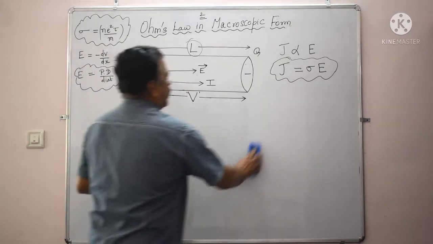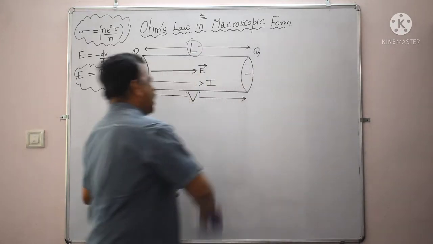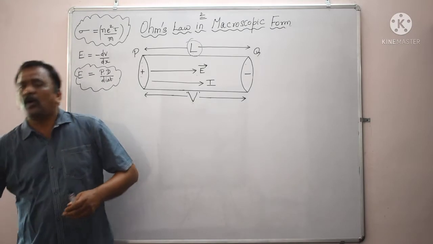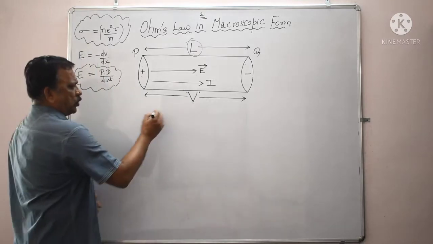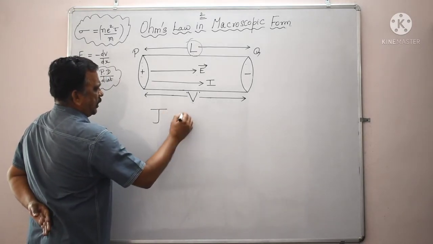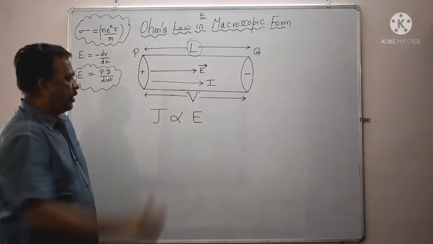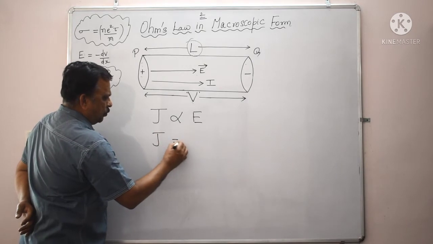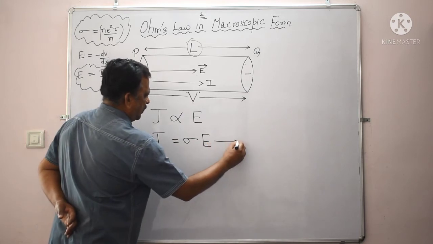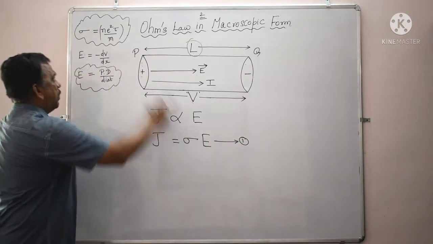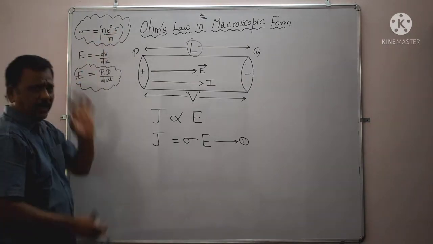To derive Ohm's law in macroscopic form, that is to prove current is directly proportional to voltage, I will be needing the help of Ohm's law which we have dealt with in microscopic form already. You know Ohm's law in microscopic form states that current density is directly proportional to the applied electric field at a constant temperature. That is, current density J equals a constant sigma times electric field E. Take this as expression number 1. That sigma I have already discussed, right? And sigma equals n e square tau divided by m.